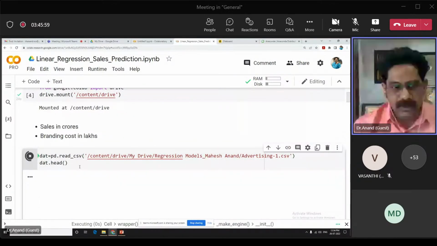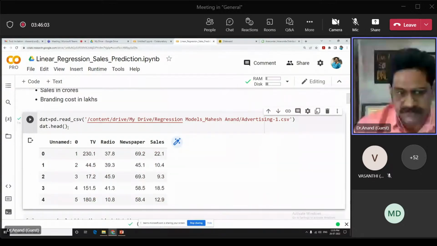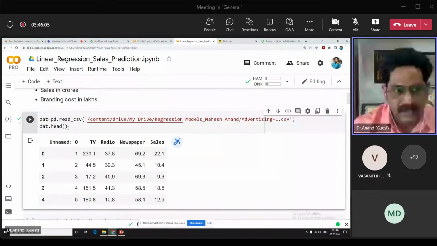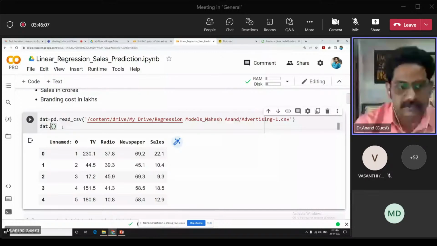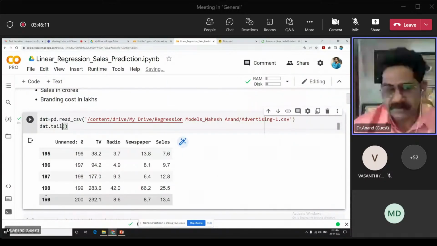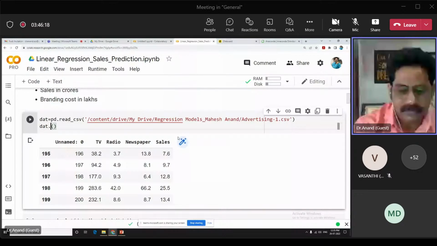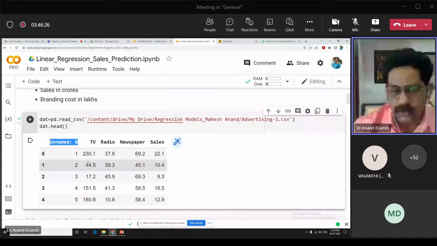To see the head of the data, the head will show the first 5 records. Similarly, if you display tail, it will show the last 5 records, head and tail. Totally, we have 200 records. You know that Python index starts with 0, that's why it ends with 199. Can you see a column called unnamed column? This is a useless column.